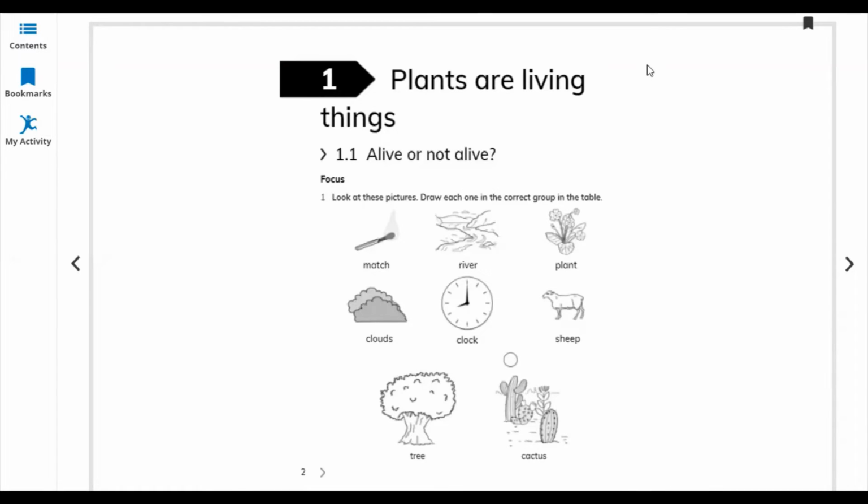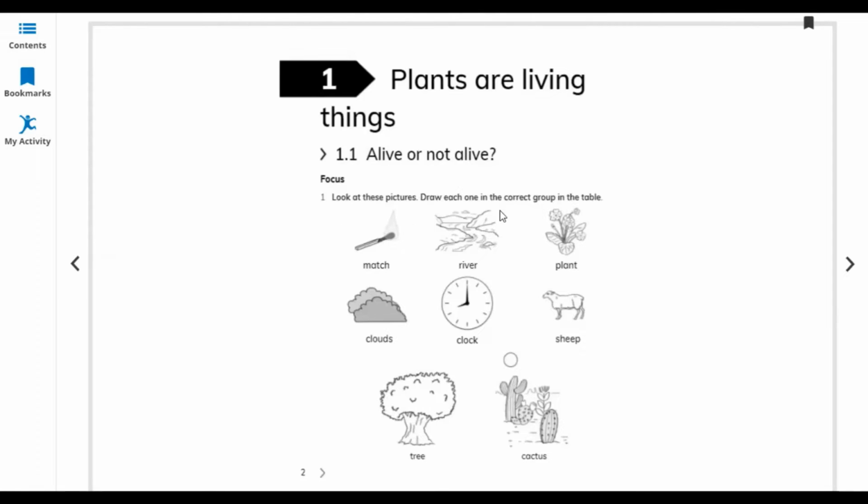Hello everyone, today I'm starting a science learner book for grade 3, and this is the workbook. So I want to solve the exercise from the workbook. So let's start. This is for grade 3, unit 1 and lesson 1, alive or not alive.